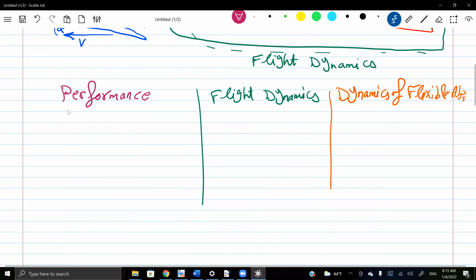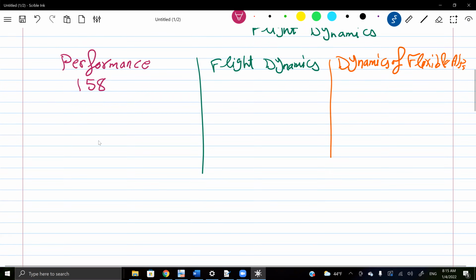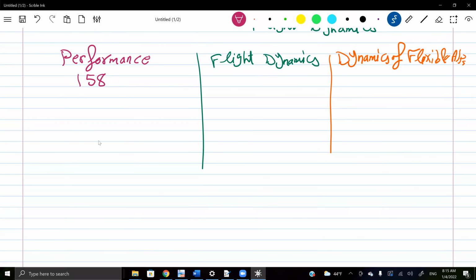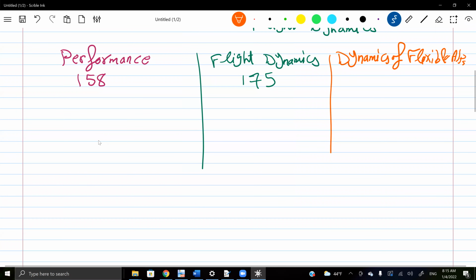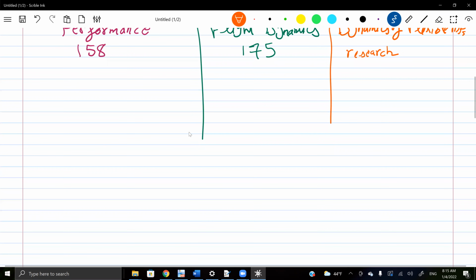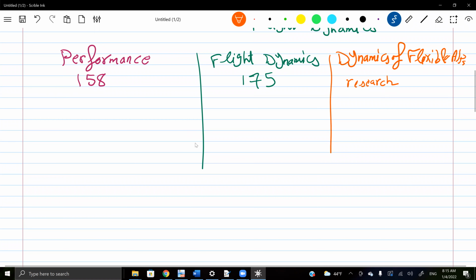So let's see. They are related to courses. This is MAE 158, which aeronautical engineers, the aerospace majors, are currently taking. This is our course, like I said, the 175. Here, there are no courses, actually. This is quite an advanced topic, so you can find it in research papers and stuff. There is not even a course in grad school. So, okay, what do we mean by each branch of them?